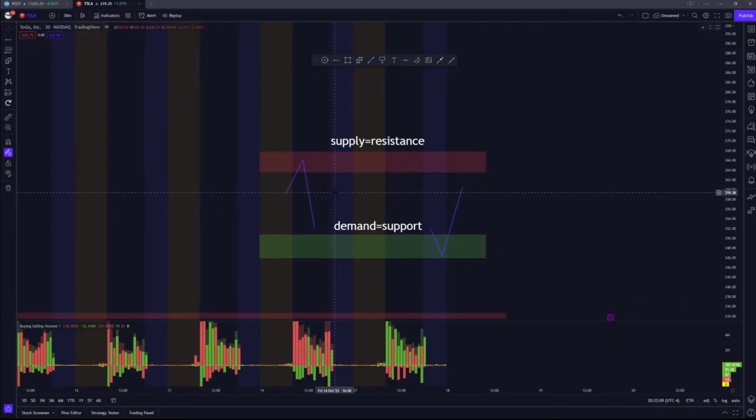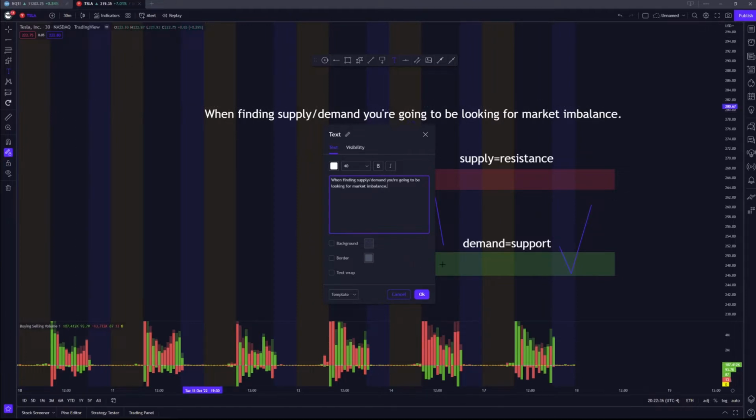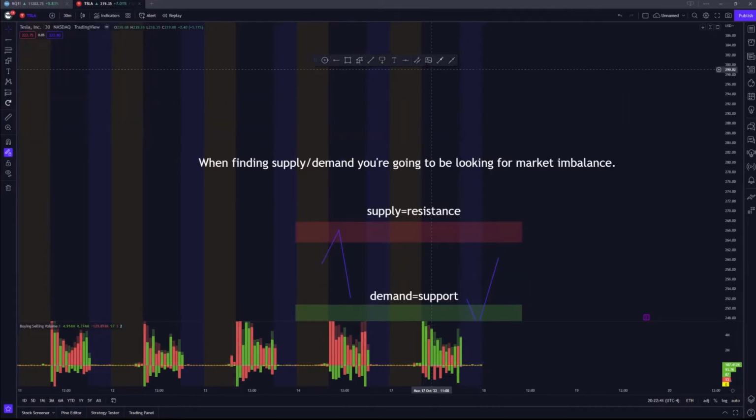Now, what you're looking for when you're finding supply and demand is market imbalance, right? So when finding supply/demand, you're going to be looking for market imbalance. Okay. So what is market imbalance?